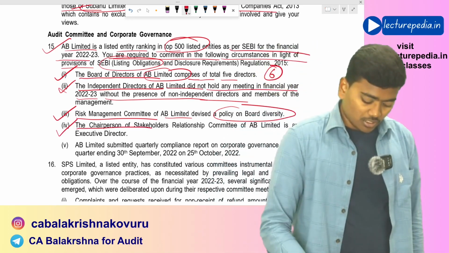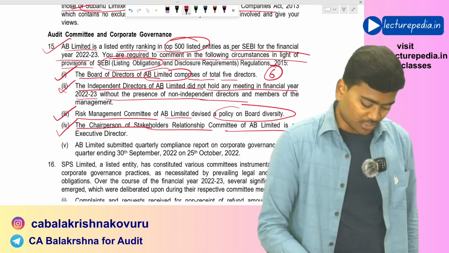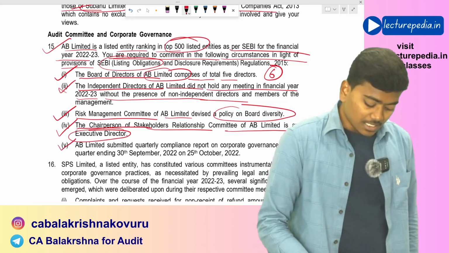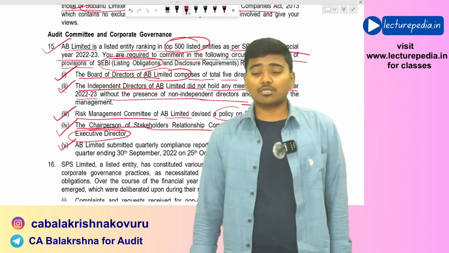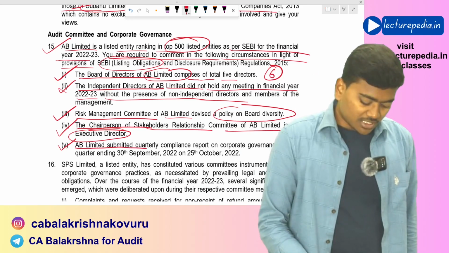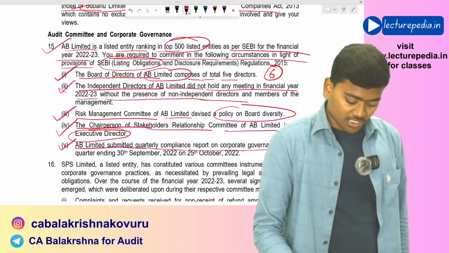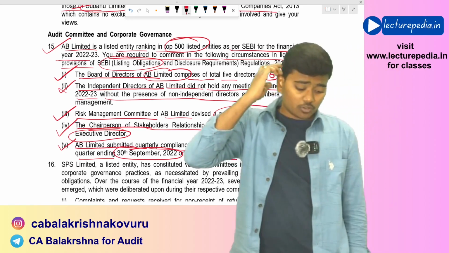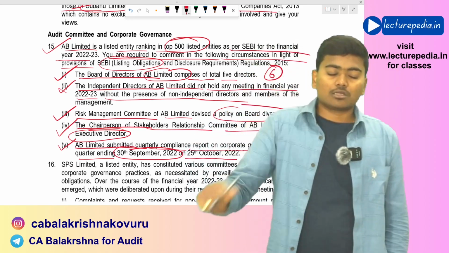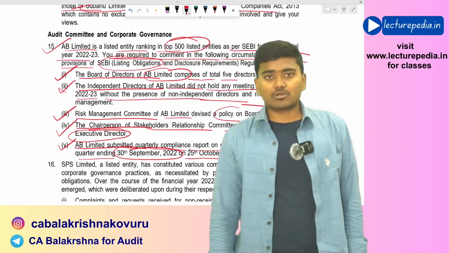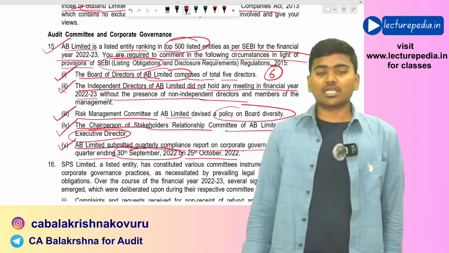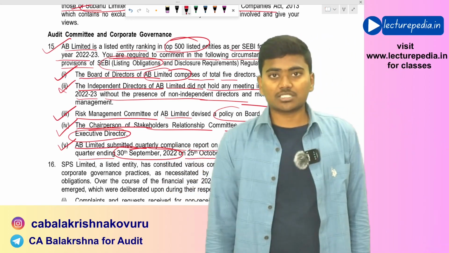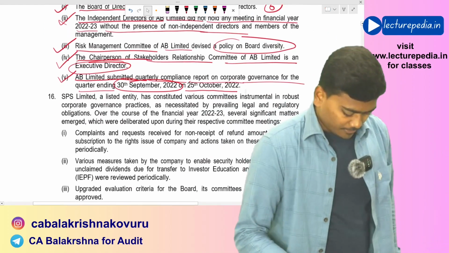Next, the chairperson of a stakeholder relationship committee of AB Limited is an executive director. No, he must be a non-executive director. Okay, the chairperson of stakeholder relationship committee must be a non-executive director. AB Limited submitted a quarterly compliance report on corporate governance for the quarter ended 30 September 22 on 25th October 2022. Basically, the quarterly corporate governance report, you need to submit it within 21 days from the end of the quarter. But if you see here, it has been submitted in 25 days. So again, non-compliance with the LODR regulations.